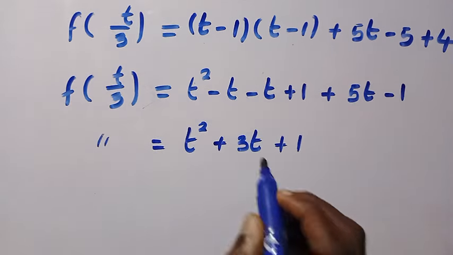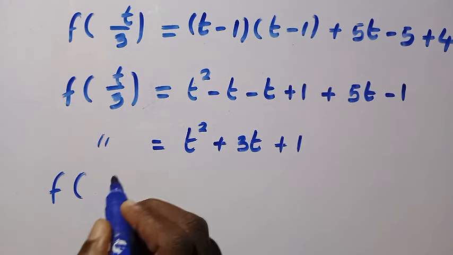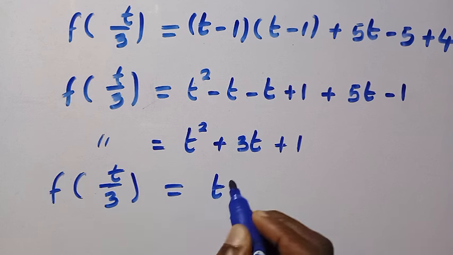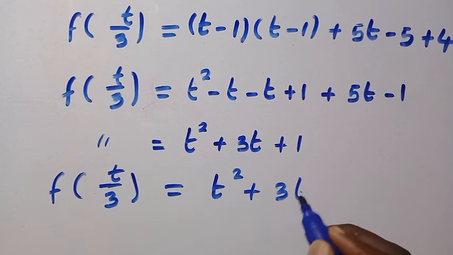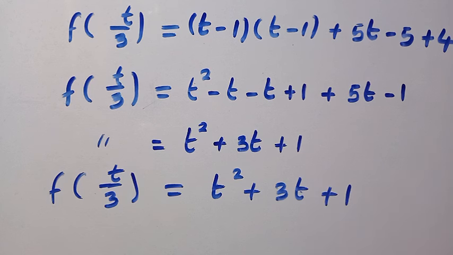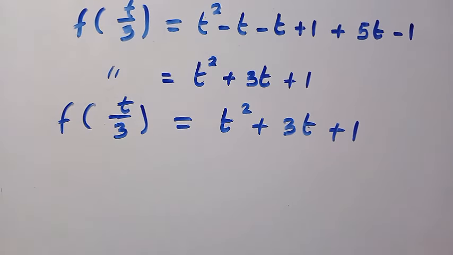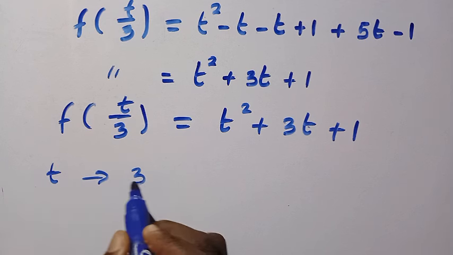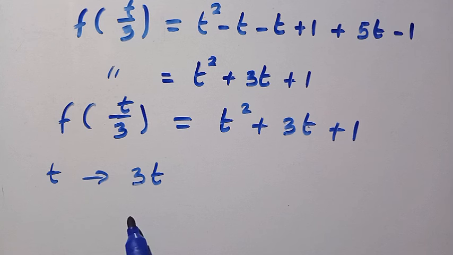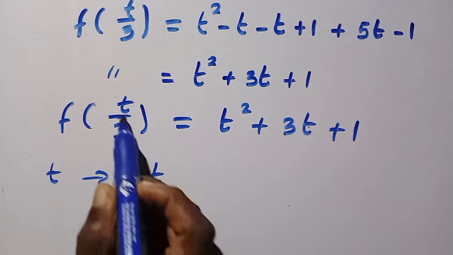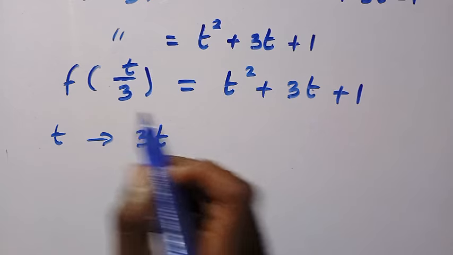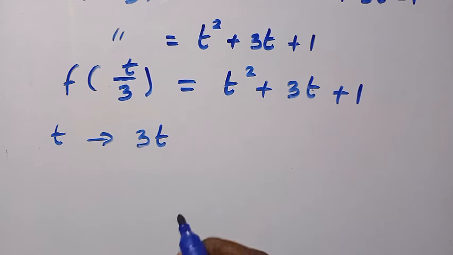So the result of this right hand side is, if you have the function, f of t over 3 equals t squared plus 3t plus 1. Again, since we need to find f of t, let's again change t, we change it to 3t. Why do we do this? Because when we change this t to 3t, we are going to have 3 cancel 3, and we have only f of t. So it must always affect this side. Any changes we make here will also affect this right hand side.